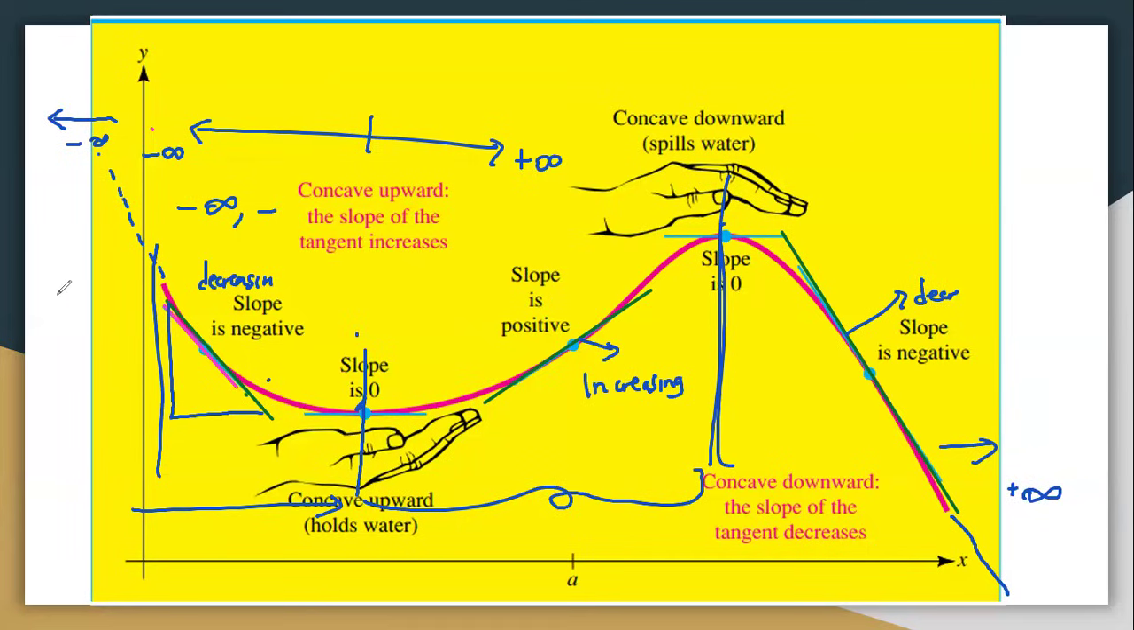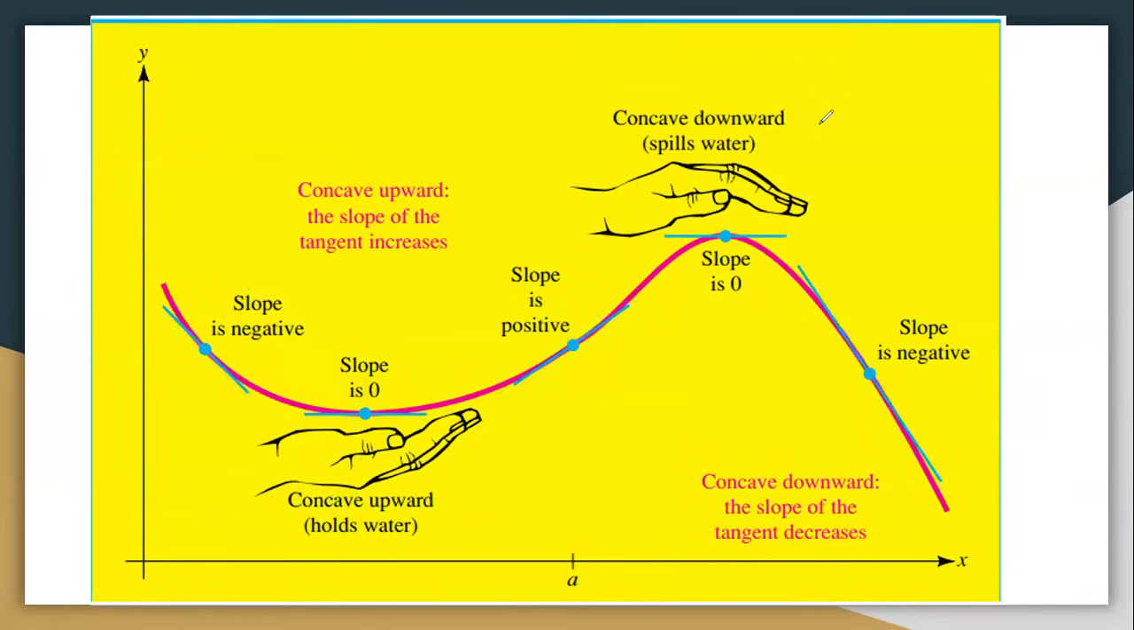Now, the point, we have three things I want you to take note of. I've showed you what we call an increase, I've showed you what we call a decrease, and then we have what we call a point of inflection.